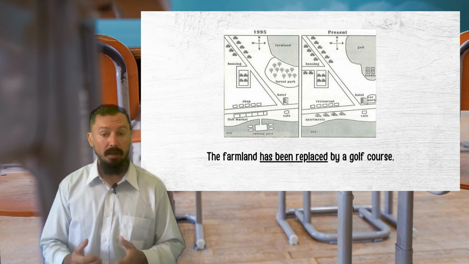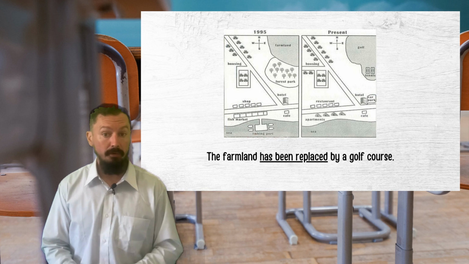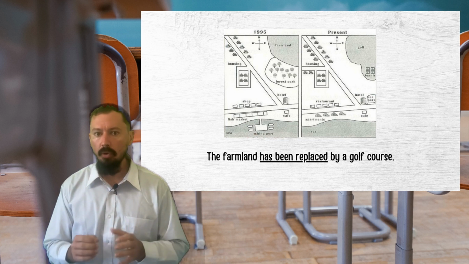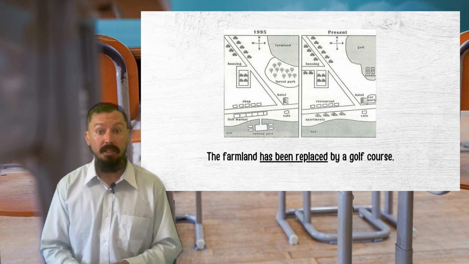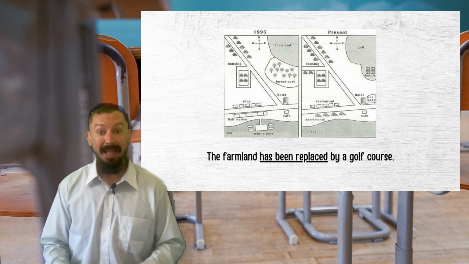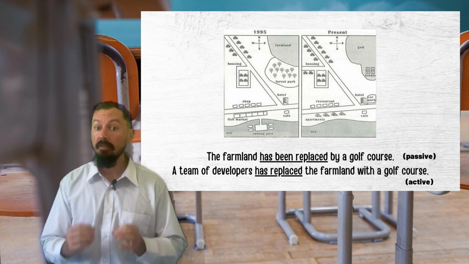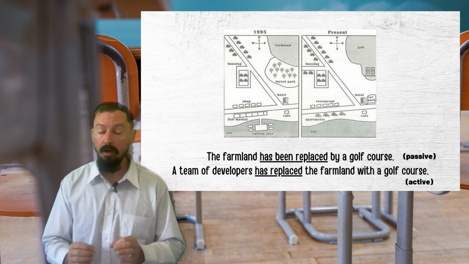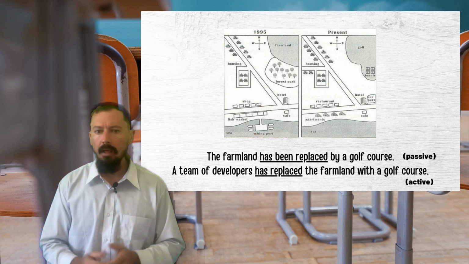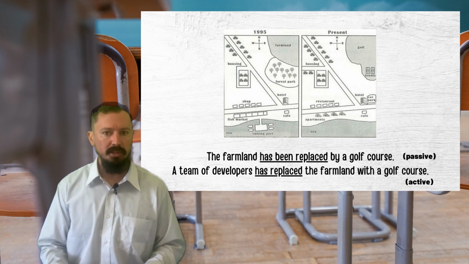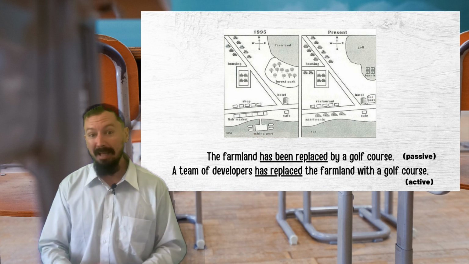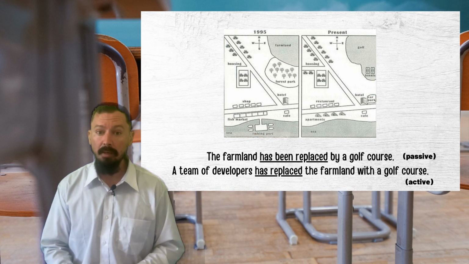Notice that I used the present perfect, but in the passive voice. That's because we don't know who turned the farmland into a golf course. If we did, we could use the more straightforward active voice. A team of developers has replaced the farmland with a golf course. However, for a task like this, we would never be told who was responsible for doing the verb, so passive voice is actually very common.